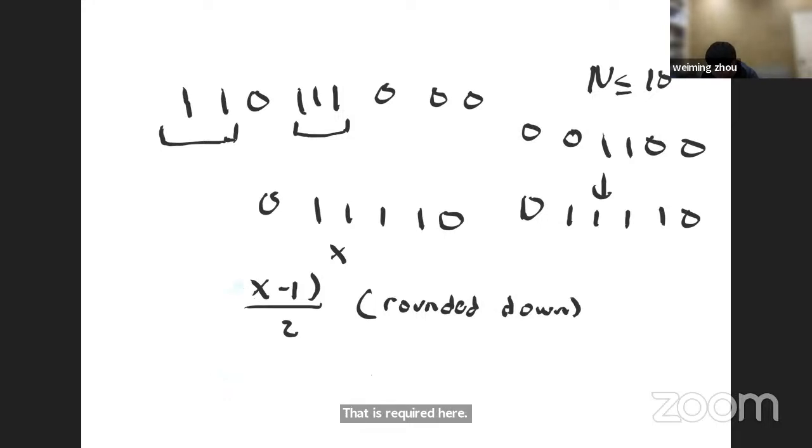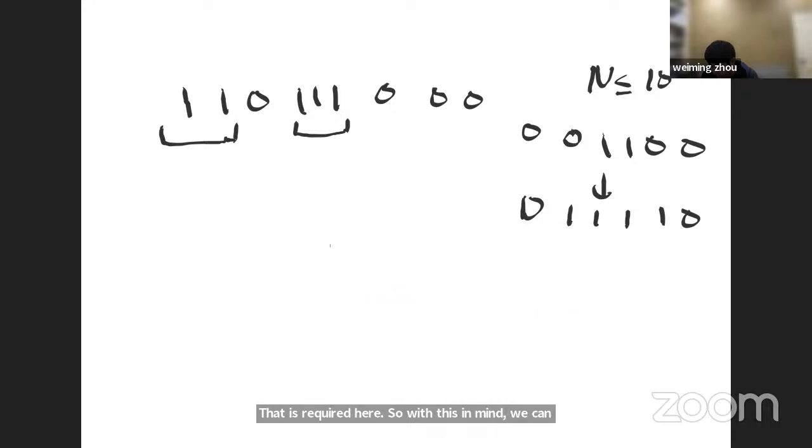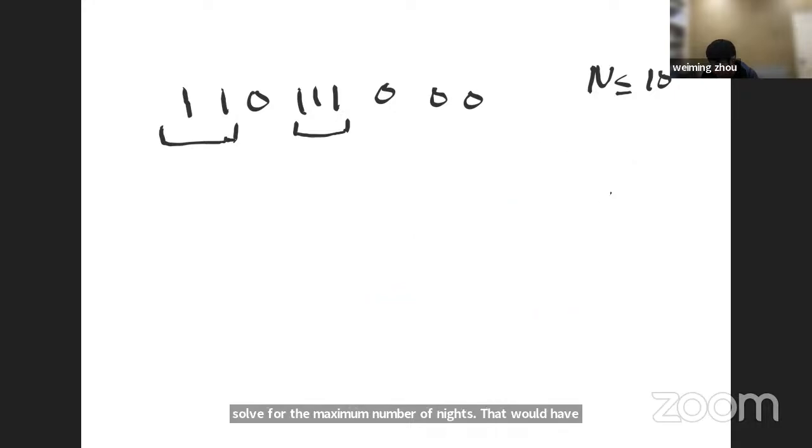So with this in mind, we can solve for the maximum number of nights that would have had to go by before we get all the cows sick. Then after we know that, we can determine the minimum number of cows that are needed.